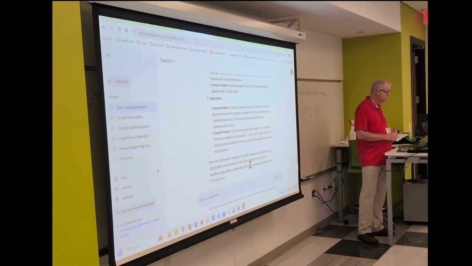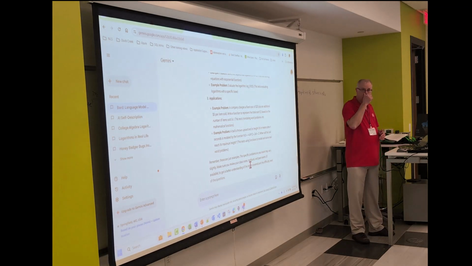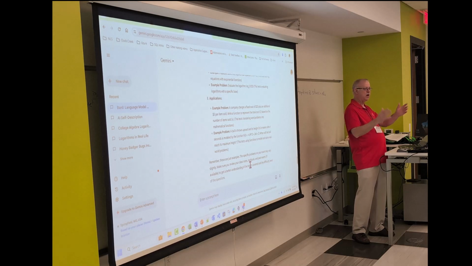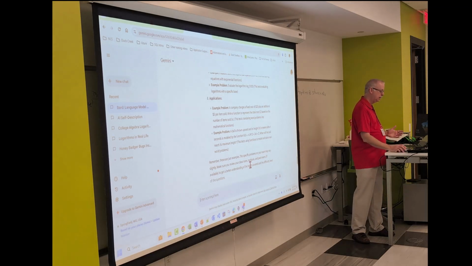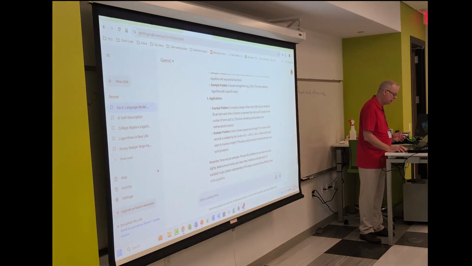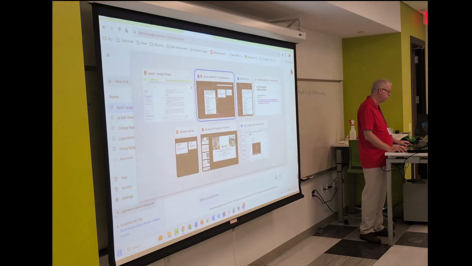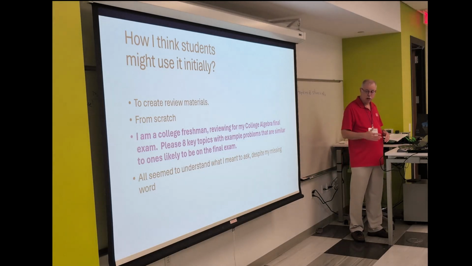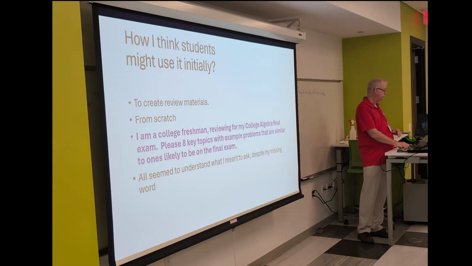It is also possible, if you had provided them an electronic copy of a review sheet with the topics, they could feed that to the chatbot: "My instructor gave me this review sheet," and attach it to the prompt. "Provide me some questions based on the review sheet my instructor already gave me." So that's one way. When I asked them, all of them seemed to understand and figured it out despite my missing word.